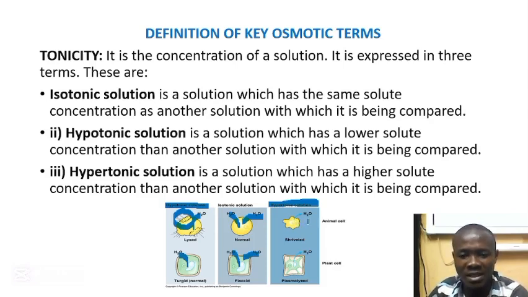So that means outside is having less water and the animal cell is having more water. So water moves from where we have high water potential to low water potential. So water will move out. So what will happen? This one will shrivel, or we can say it shrinks.